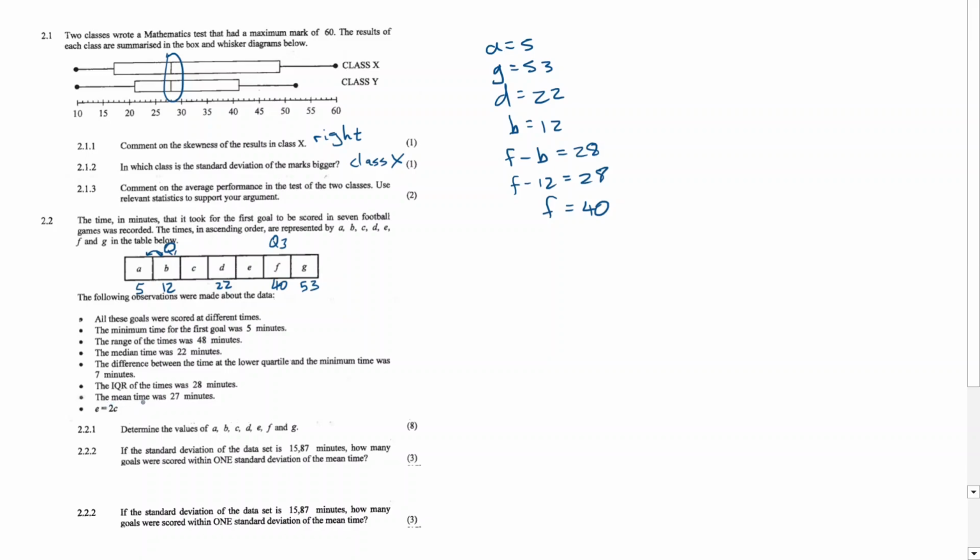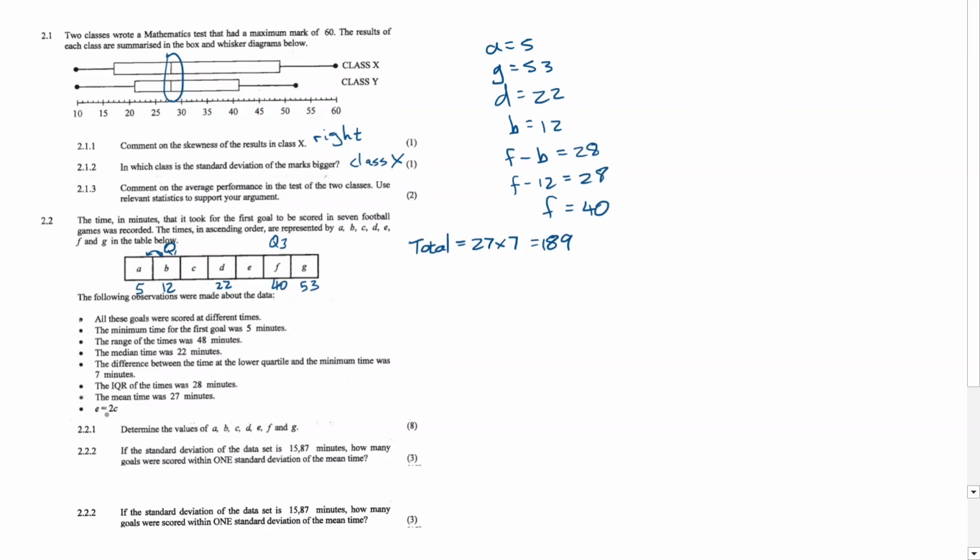The mean time was 27, so if we add up all of these, it will be 27. So what you can do so far is you can say that the total will be 27 times the 7 data that you have, and that gives you your answer of 189. So just keep that in the back of your mind.